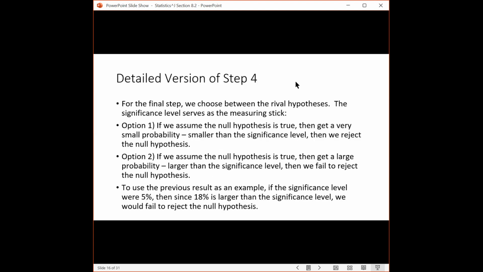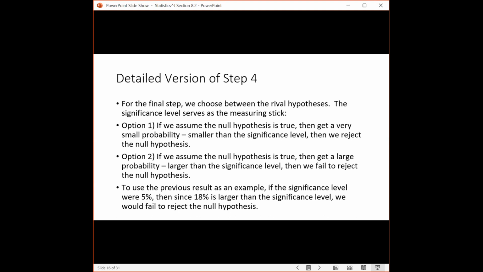Okay, and so next we're going to go over step 4 in a little bit more detail. For the final step, we choose between the rival hypotheses, and we're going to use the significance level as the measuring stick in that choice. So option 1: if we assume the null hypothesis is true and then get a very small probability, smaller than the significance level, then we reject the null hypothesis. We say the null hypothesis was wrong, and that suggests the alternative hypothesis was correct.